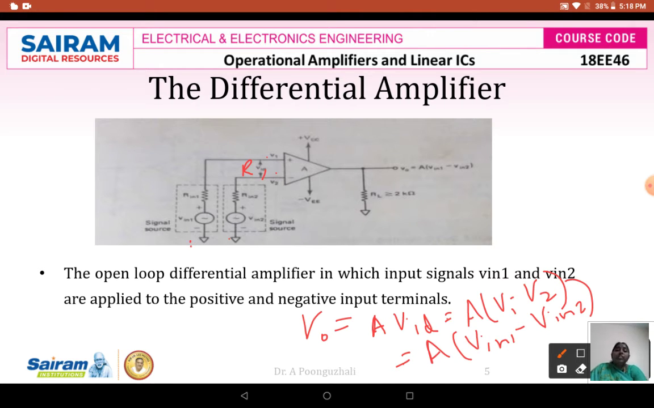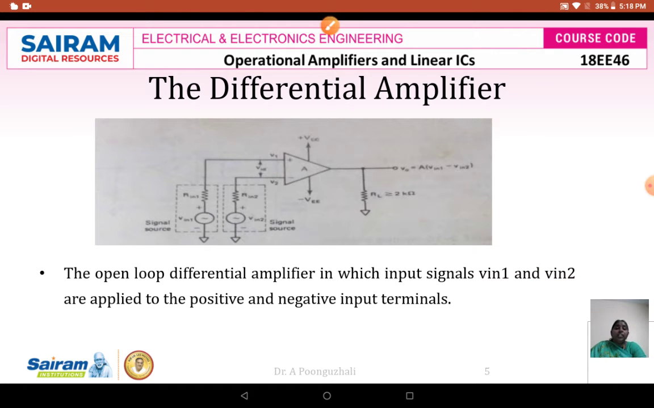So we say that this is the open loop differential amplifier in which the input signals V in 1 and V in 2 are applied to your positive and negative input terminals. Your output voltage will be A into V in 1 minus V in 2. So this is your differential amplifier. Output is nothing but the difference of your inputs multiplied by the gain of the amplifier. The difference in input is V in 1 minus V in 2.